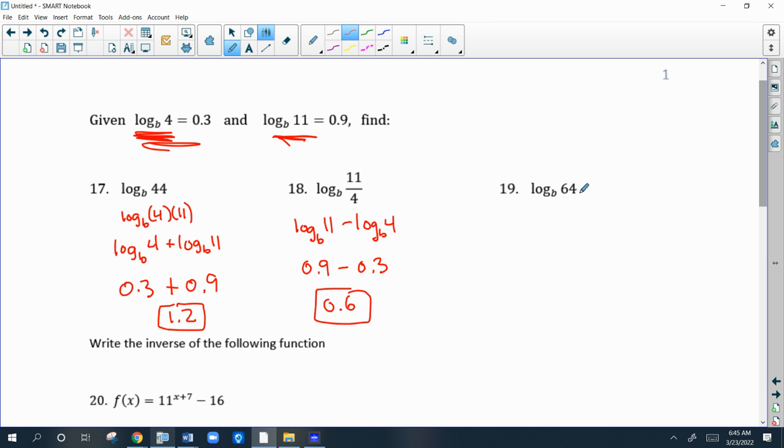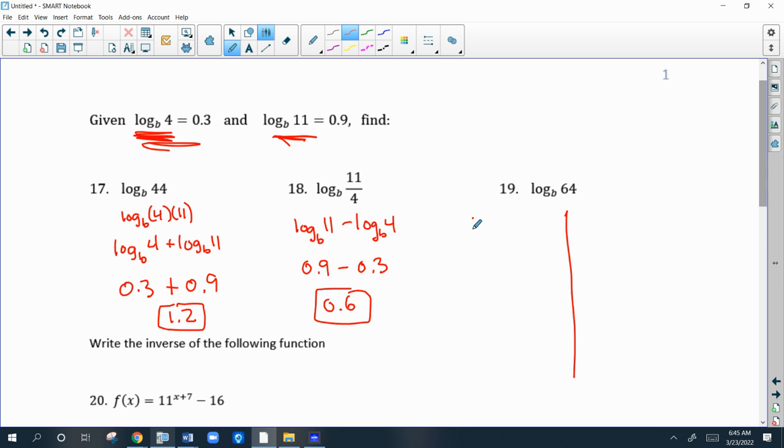Log base b of 64. So now you have to figure out how to get 64 from 4 and 11. 4 times 4 is 16. And then 16 times 4 is 64. So you really only need 4 here. And there's two ways to do this.